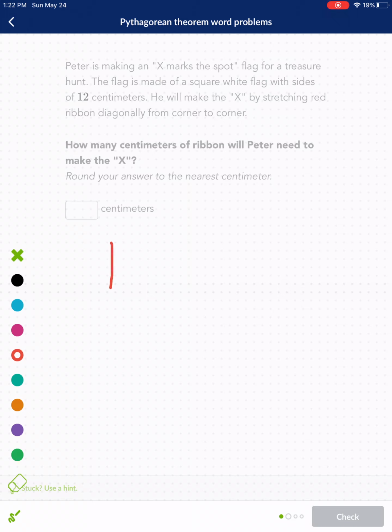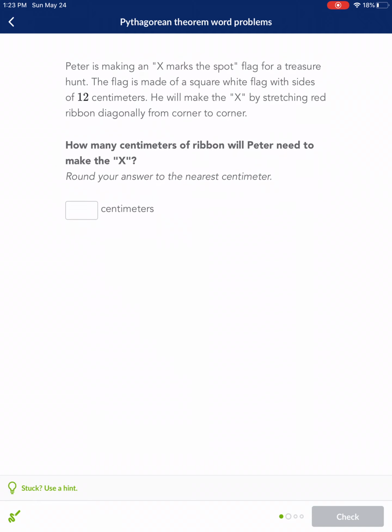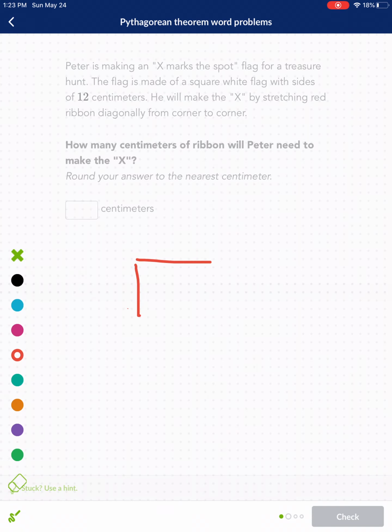So it says he'll have a square. Let's make that more squarish. Oops, that's not helping. So it's a square with sides of 12 centimeters by 12 centimeters. And he will try to make an X by stretching the red ribbon diagonally from corner to corner. How many centimeters of ribbon will Peter need to make the X? Okay, so we need to figure out the hypotenuse.